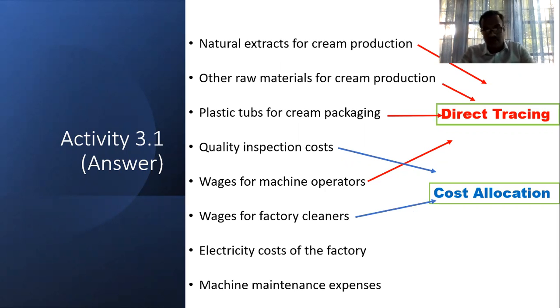Wages for factory cleaners, then of course, it's indirect. Electricity, likewise. And remember, we used a particular word for indirect cost called overheads. Remember, overheads. Direct costs are direct costs. Indirect costs are also called overheads. How did that particular word come into practice? Actually, it dates back to our old production situations.